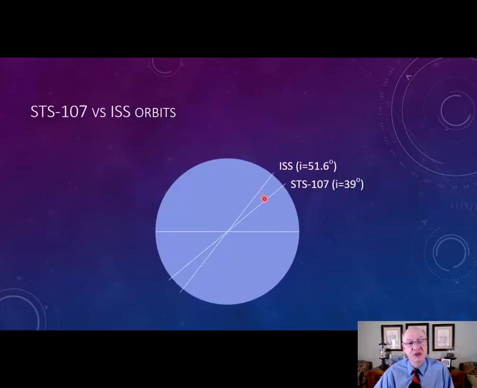And the primary difference between the two orbits is that the Space Shuttle, on that last mission for Columbia, its orbit was inclined at 39 degrees, and for the International Space Station, the orbit was inclined at 51.6 degrees. How much delta V would be required to change from this orbit to that orbit?